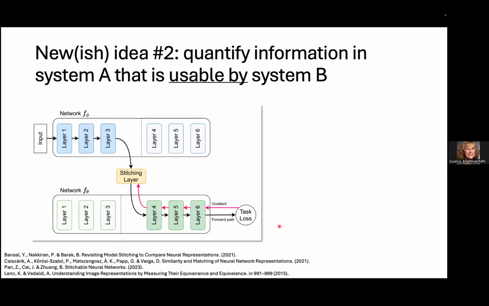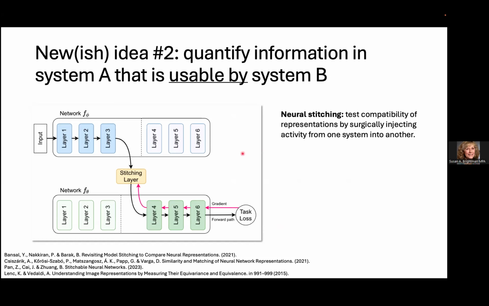Okay, so that's new idea number 1. New idea number 2 is not mine, but it's a really nice idea. And this idea is that we should really take seriously this downstream part of our networks when we're comparing them. So this is an idea known as neural stitching. The idea of neural stitching says we're going to take the activity out of some layer of some network. And if I want to compare this blue network here to this green network here, I should literally inject the activity from the blue network into the green network and then run the downstream part of the green network.